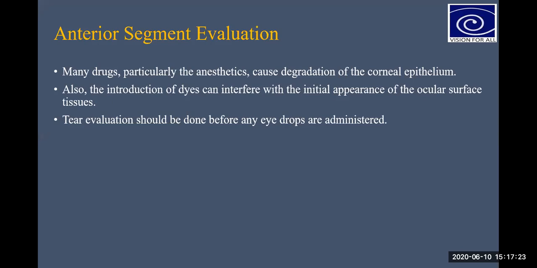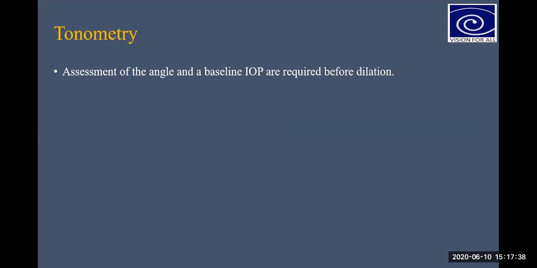So these are the points where there will be dysfunction in the cornea, so there will be an imbalance. So we have to assess some of the tests before any mydriatic drug. And second one, if we talk about applanation tonometry, angle closure glaucoma is possible when patients with narrow anterior chamber angles are dilated. So assessment of the angle and the baseline intraocular pressure are required before dilatation.